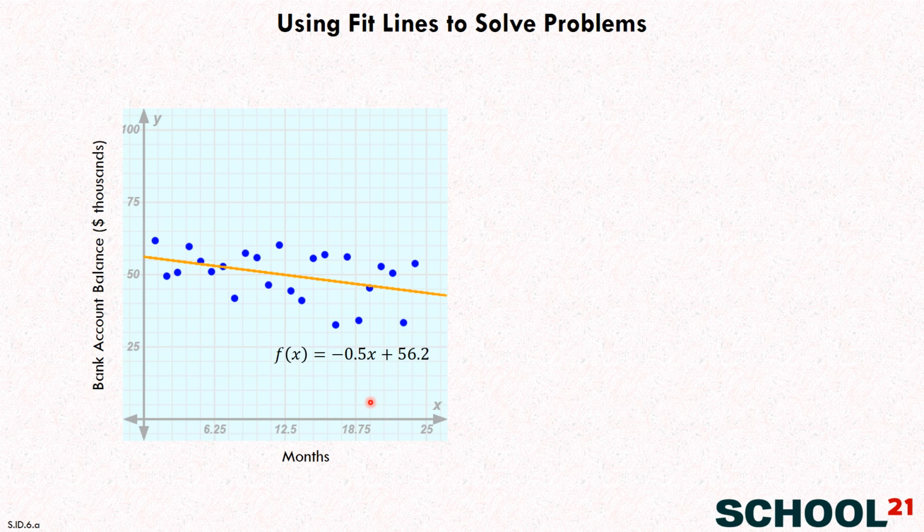And then it looks like it has a y-intercept of what? 56.2. Yep, it looks like that's just right up here, right? Yeah. Okay, so now we can ask ourselves some questions and use this fit line to answer them.